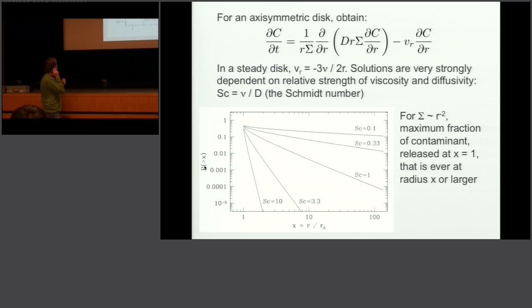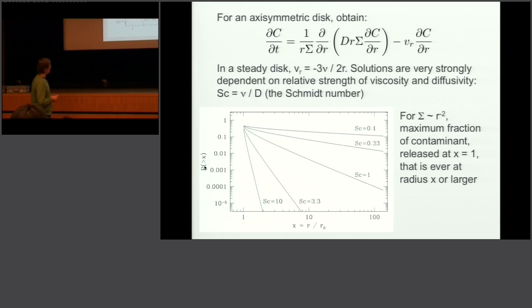Now, if we assume that the disk is also steady, then we have an expression that I think we saw just before the break. The radial velocity is just minus 3 nu over 2r, where nu is the viscosity. Okay? So in a steady disk, this radial velocity term just depends on the viscosity and the radius. And that just reflects that at different points in the disk, the gas is moving in at different speeds, and so we're trying to sweep, say, this water vapor in at different rates.